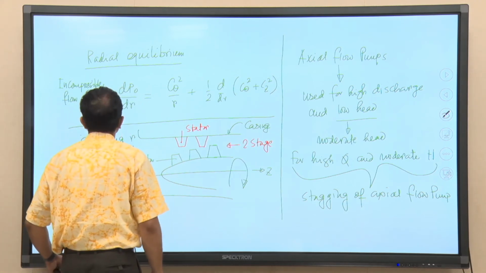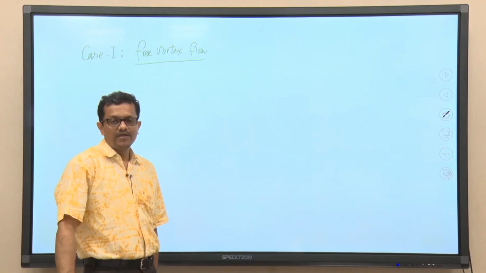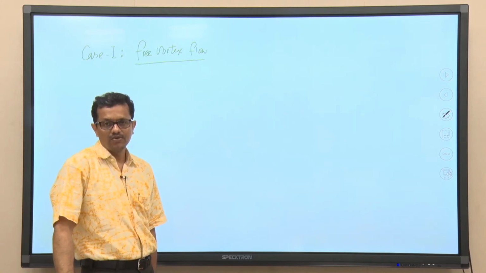Okay. So, now the first case is free vortex flow. The first case is very important, that is called free vortex flow. So, I will be writing the free vortex flow, case 1. So, what is free vortex flow? You have studied in fluid mechanics free vortex, forced vortex and Rankine vortex, we all have studied this.